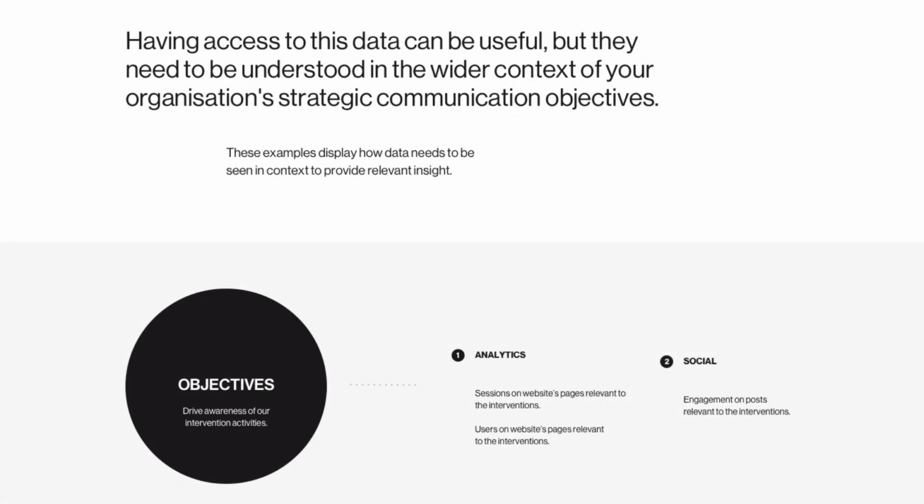Having access to this data can be useful in its own right, but ideally it should be contextualized in relation to your goals for each web-based platform. For example, if an organizational objective is to drive awareness of intervention activities, you could look at your website analytics or sessions on pages that are relevant to those interventions. Or on social media, you could look for engagement on posts or content that are relevant to those interventions. Both would indicate that the general public is engaging with that content and gaining an understanding of those activities.